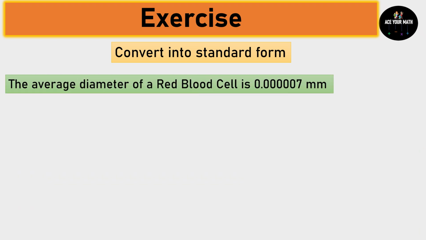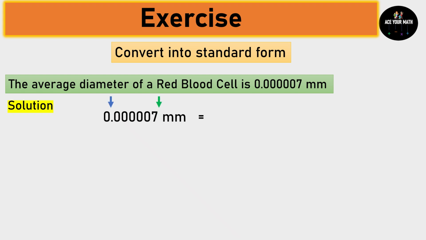Now, next question: the average diameter of a red blood cell is 0.000007 millimeter. Write this number in standard form. Again, the main thing is you need to shift the decimal. So, where is the decimal right now? It is at this position, so you will place it after 7.